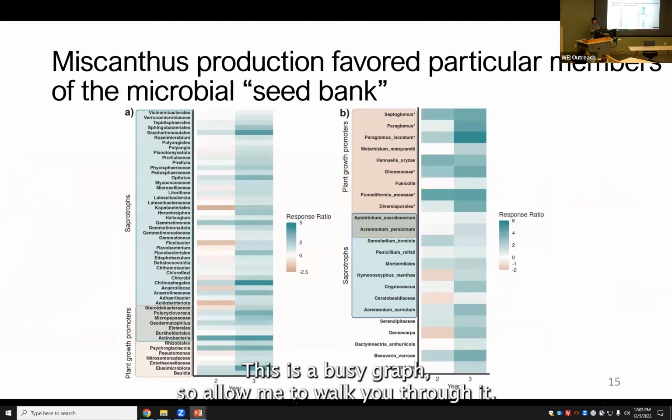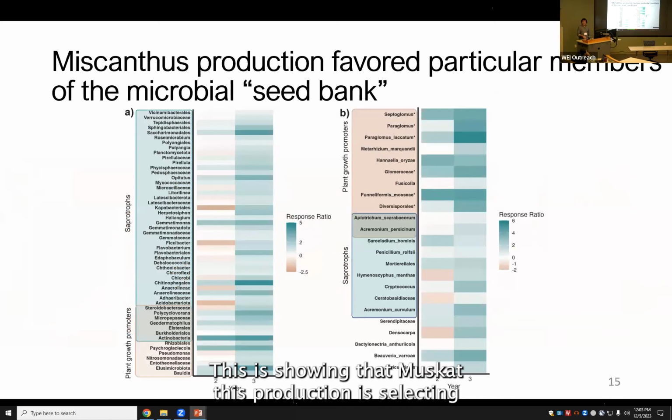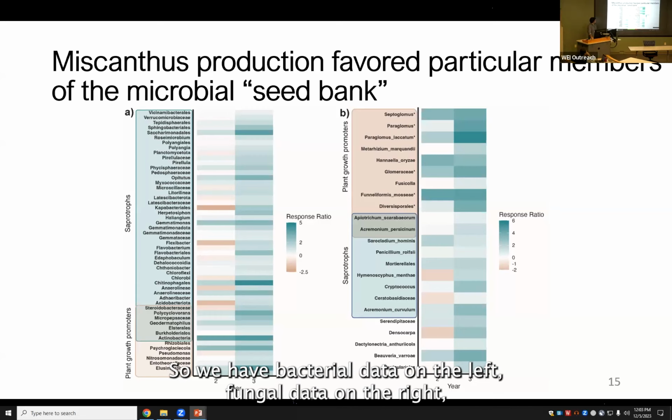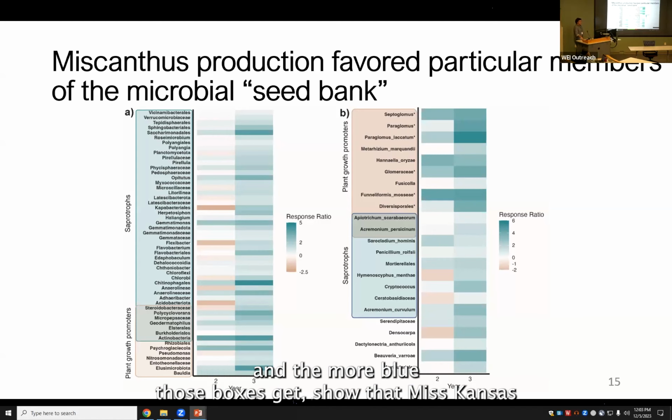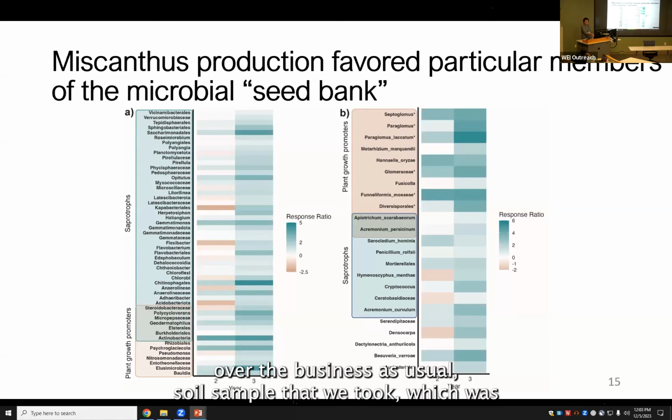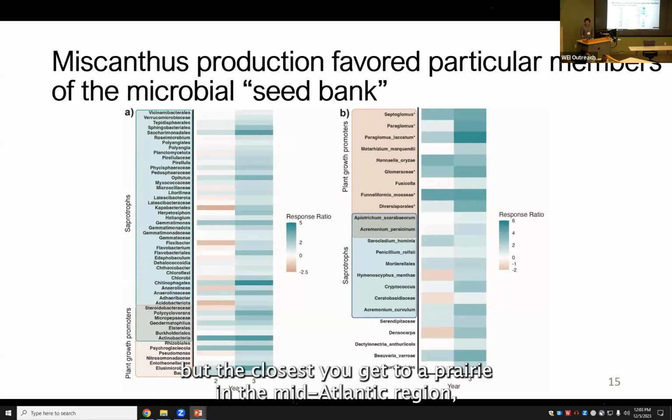This is a busy graph, so allow me to walk you through it. This is showing that Miscanthus production is selecting for particular members of both the bacterial and fungal community. So we have bacterial data on the left, fungal data on the right. And the more blue those boxes get, the more it shows that Miscanthus is selecting for a greater abundance of these particular microbes over the business as usual soil sample that we took, which was mixed cool season grasses. I wouldn't go so far as to call it a prairie, but it's the closest you get to a prairie in the mid-Atlantic region.